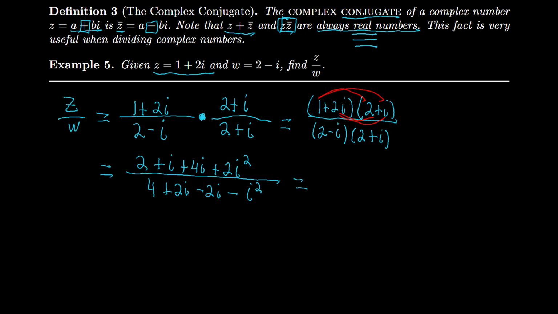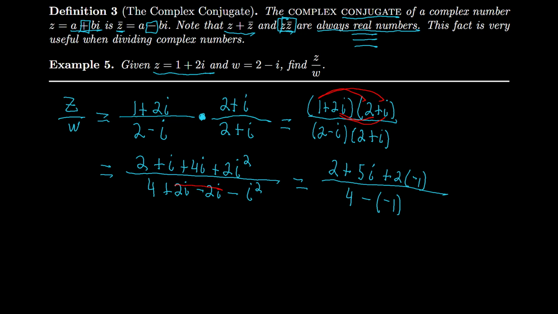So we're going to write this up here as, on top, this is 2 plus i plus 4i is 5i. And we know that this is plus 2 times i squared is just negative 1. On the bottom, we note that 2i minus 2i just cancels. So all we're left with is 4 minus i squared, which was negative 1.